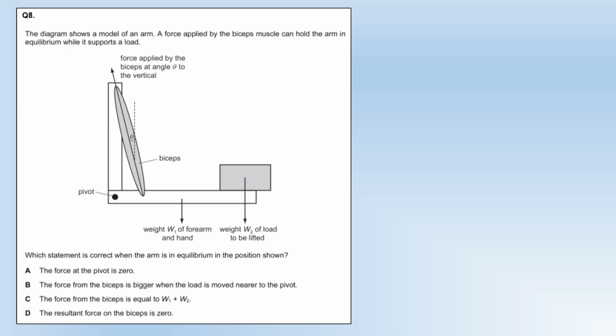And the resultant force on the biceps is 0. Yes, it will be, because it's going to have two forces acting on it. It's going to have the force at the top, the force at the bottom, and if it's going to be in equilibrium, those two forces must cancel each other out.